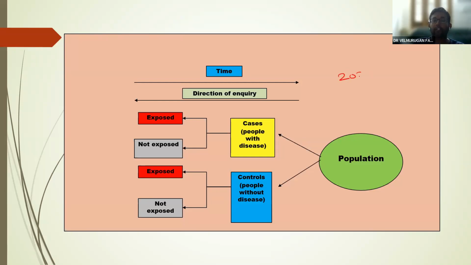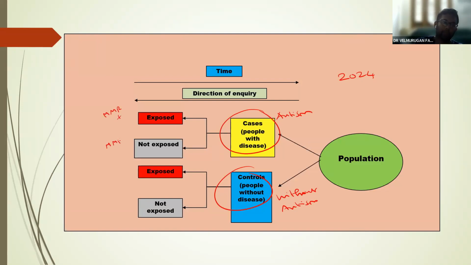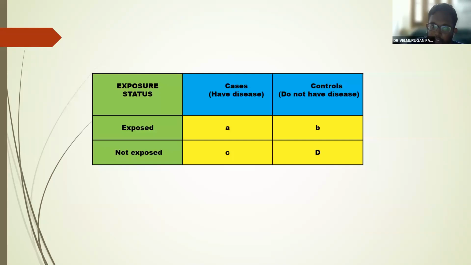In 2024 we are here. So cases with autism, controls without autism. From these people, we segregate those who are exposed to MMR and those who are not exposed to MMR. Then without autism, MMR exposed, MMR not exposed. So we are going back in time in the last 10 years. How many groups are we getting? We are getting 4 groups, A, B, C, D. In this case control study, we do cross multiplication.